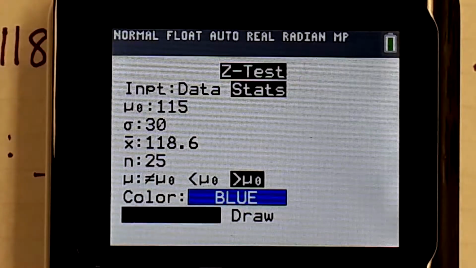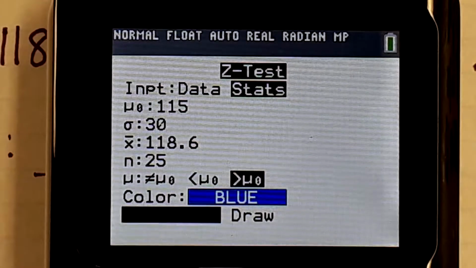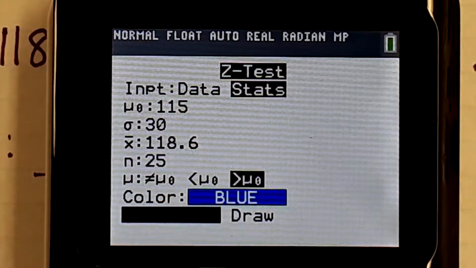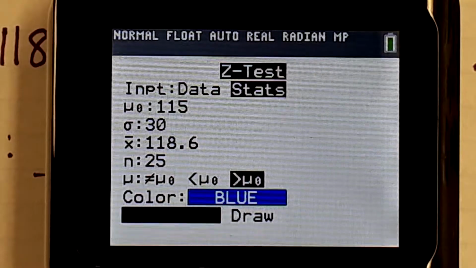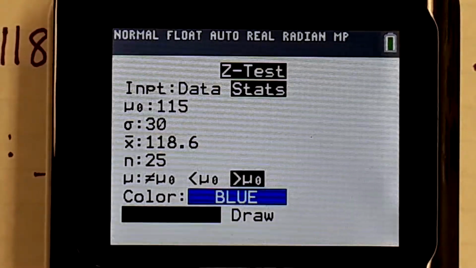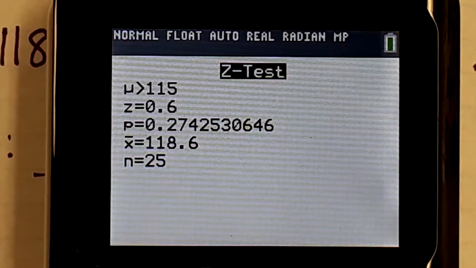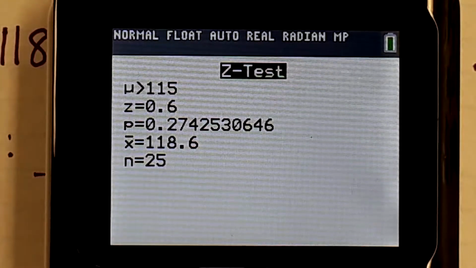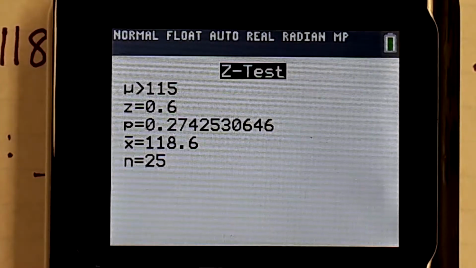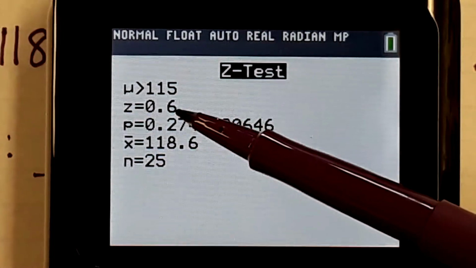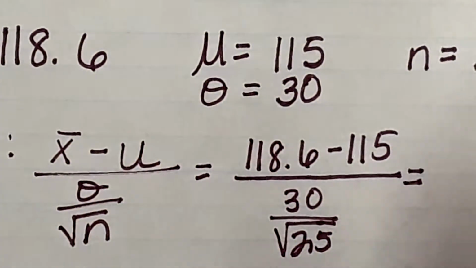And then you're going to scroll down. You're either going to pick calculate or draw. If you pick draw, it's going to draw the normal curve. If you hit calculate, it's going to calculate for us, and that's what we want to do. So hit calculate. So do you guys see the Z? See the Z right here? That's your test statistic. So my test statistic is 0.6.